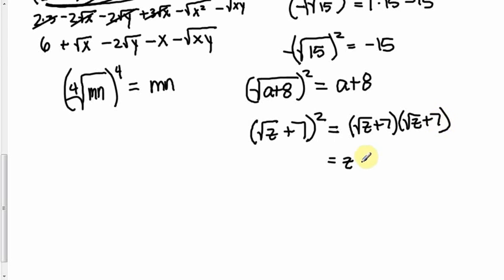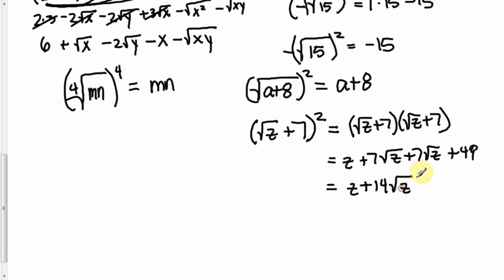Then the outer is plus 7 square root of z. And the inner is plus 7 square root of z. And the last is plus 49. So what happens is students get the first term and the last term right, and they miss that middle term every time because they don't recognize that it is actually a binomial squared. And that would be the answer to that. Very tricky. Very, very tricky.